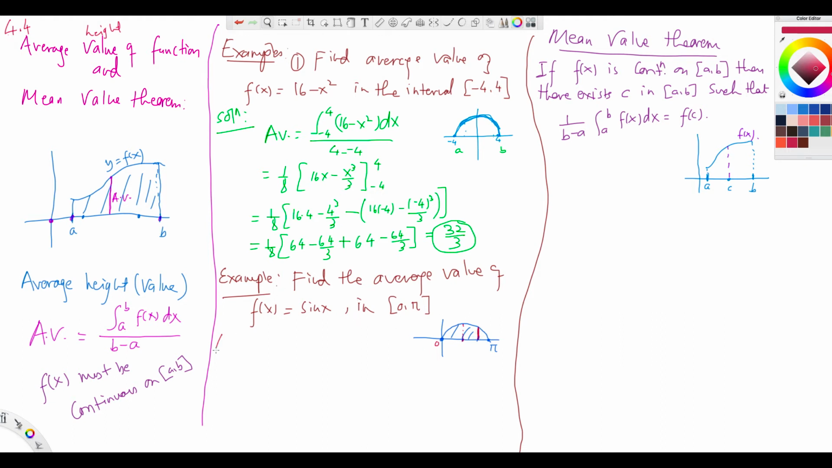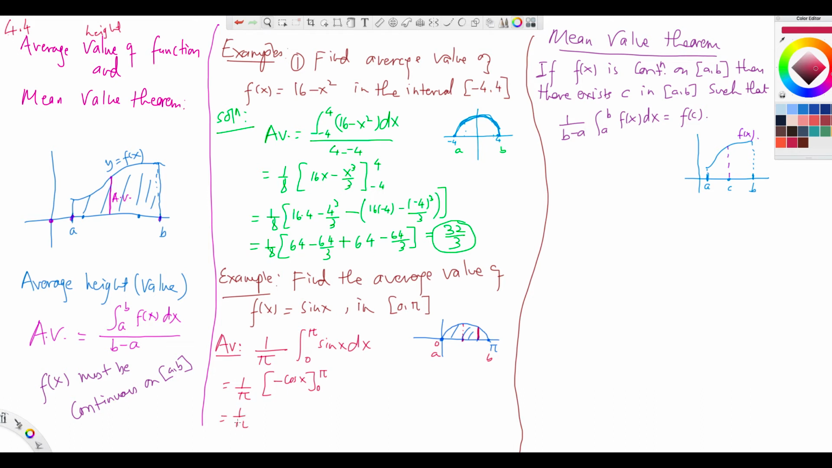Okay, so the average equals 1 over b minus a, which is pi, because this is like a and this is like b, right? And then the integral from 0 to pi of sine x dx. You see that? So that will be 1 over pi, and then 0 to pi. So let me find the integral of sine x. Who remembers the integral of sine x? This is basically negative cosine of x, right? And then 0 to pi. Okay, so how much do you get?